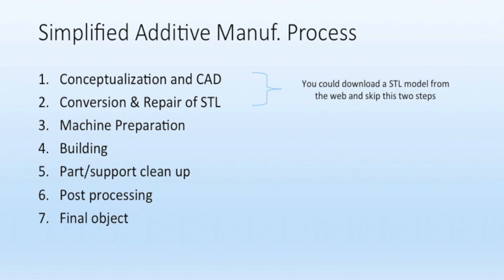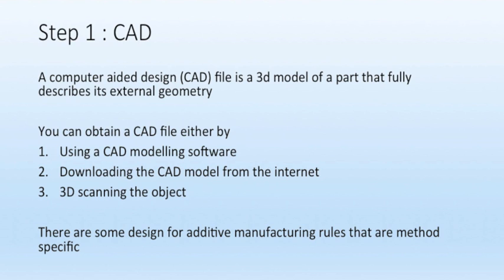Fifth is actually the cleaning up of the support materials that you use during the building process. At 6 is the post-processing, so to make your part look a bit nicer. And 7 is the final object that you have. So steps 1 and 2 can be skipped if you simply just download a 3D model from the web. So then you can straight away print, and then it becomes more of a plug and play kind of a technology.